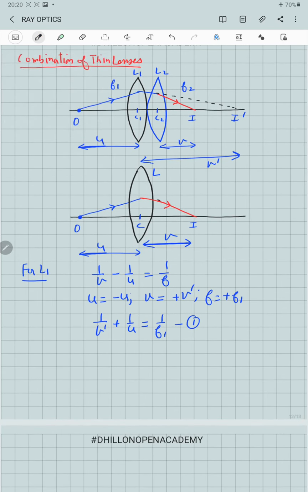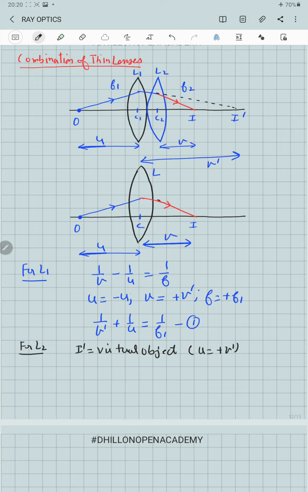Now, when L2 is also there, then image I dash acts as a virtual object for the second lens L2, such that the final image formed is at I at distance v from its optical center. So, for lens L2, I dash is its virtual object. That means for it, the object distance is equal to plus v dash because it is measured in the direction of incident light.